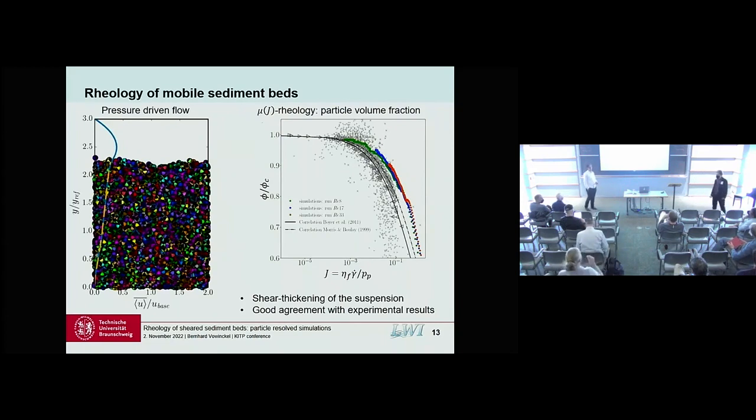Okay. And also the polydispersed simulations were very much like you were describing it, with the exponential decay into the sediment bed. Thank you. Very nice simulation. Anyway. Thank you for an illuminating presentation.